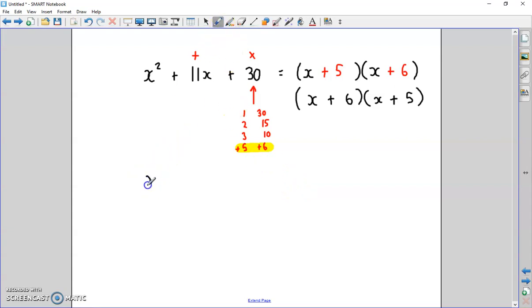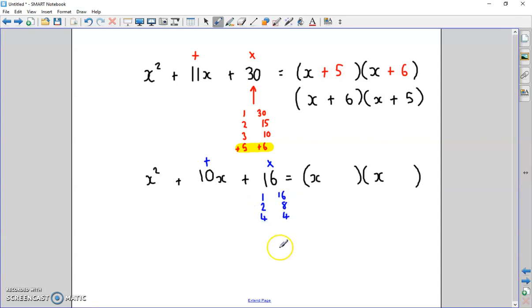Right, let's have a look at another one. And this time we'll have x squared plus 10x plus 16. And again, you can start this off on autopilot a little bit because you know there's an x in both brackets. And then we'll go to the method, which is something that adds to make 10, times to make 16. So if I put all the pairs down, you may have spotted it already, but these are all of the factors of 16. There's only 3 pairs, there's only 5 factors.